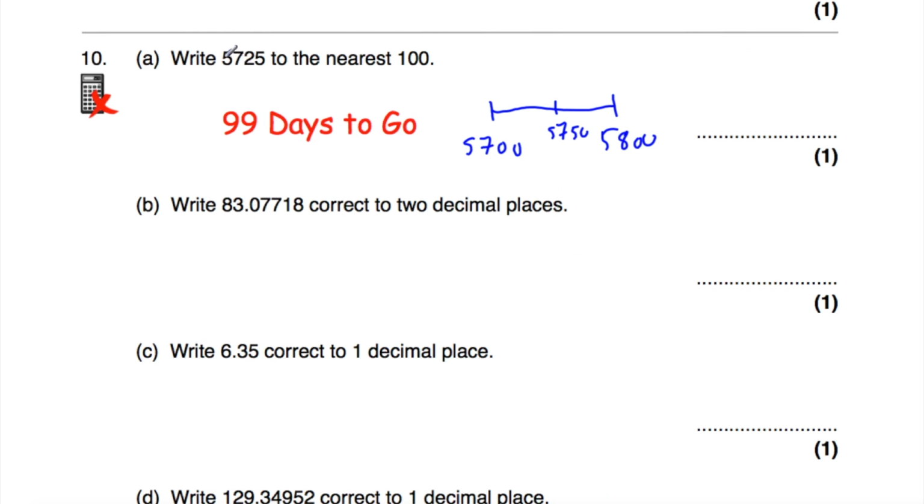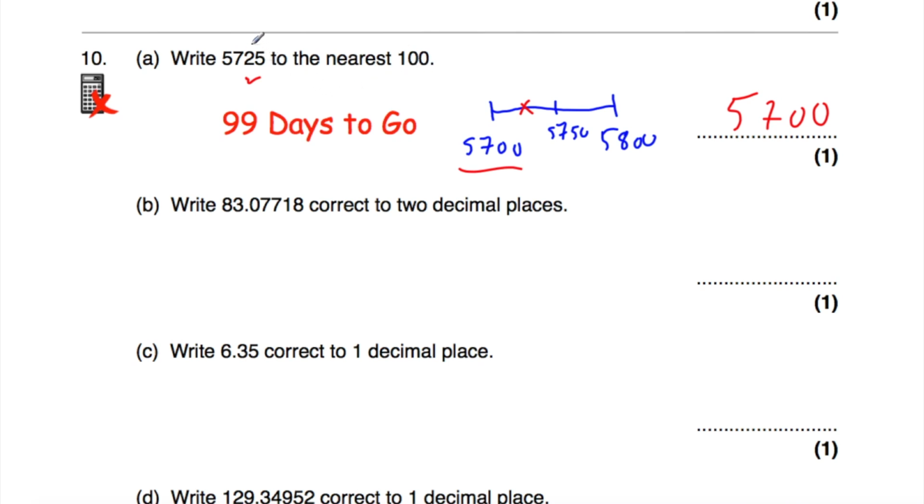So we've been asked to round 5,725 to the nearest 100. So to the nearest 100, it'll either be 5,700 or 5,800. Now, because it's 5,725, it's closer to 5,700. It'll be here somewhere in the number line. So the answer will be 5,700. So this is closer to 5,700 than it is to 5,800.